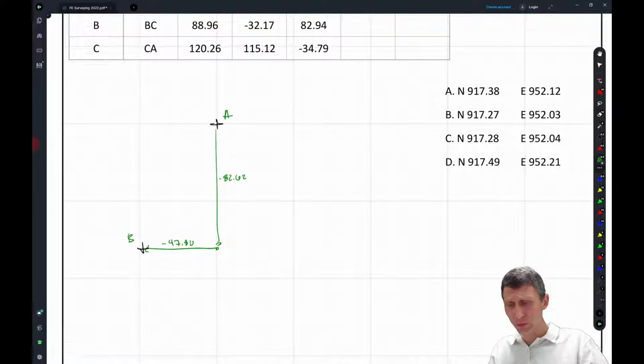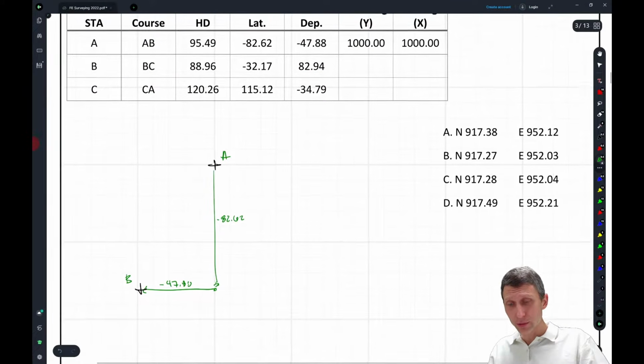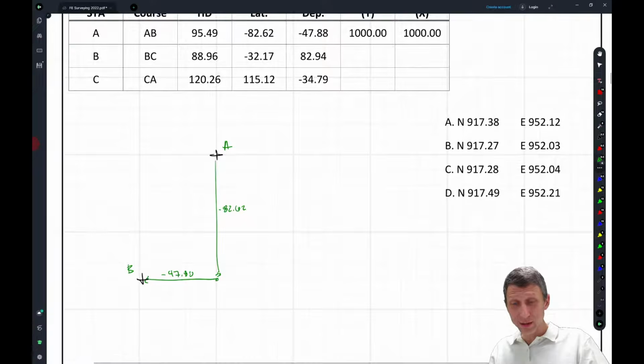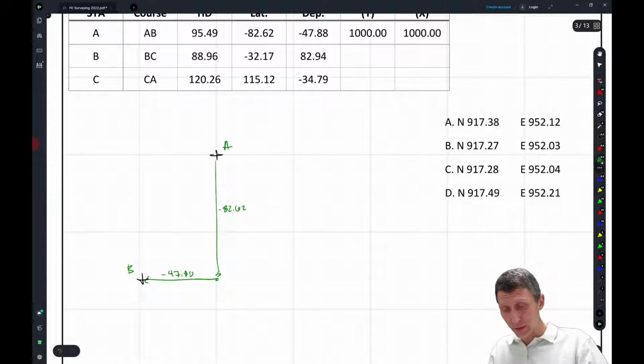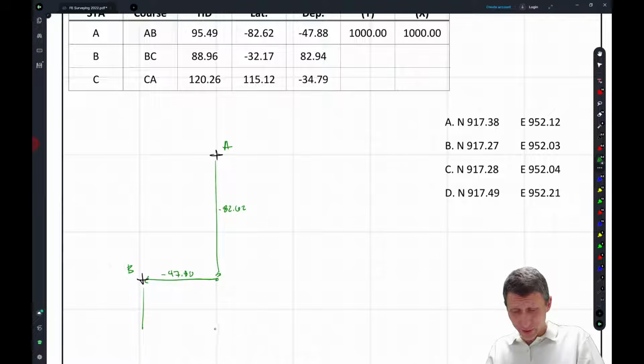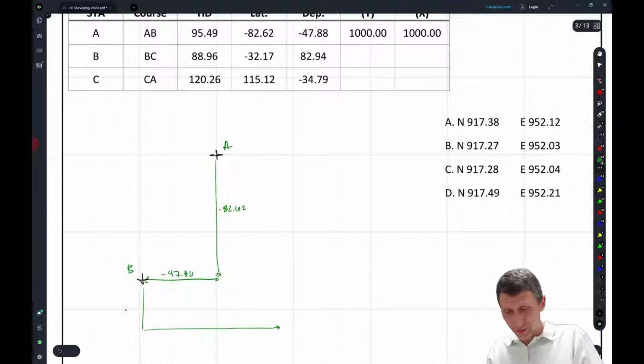And then what do we do next? We go from B to C. So from B to C, we have a latitude of 32.17, and that's down again. So we're going to come down 32.17, so it's about here, and a departure of 82.94. So we're going to come to the right, 82.94. I'm trying to keep this somewhat to scale, so it's going to come over, maybe about there. So this is minus 32.17 and plus 82.94. Okay, that brings us to point C.